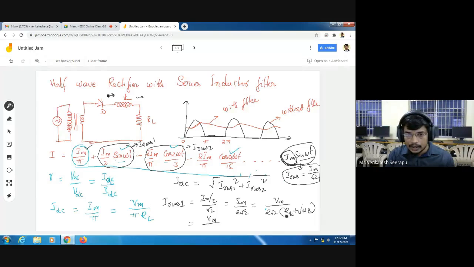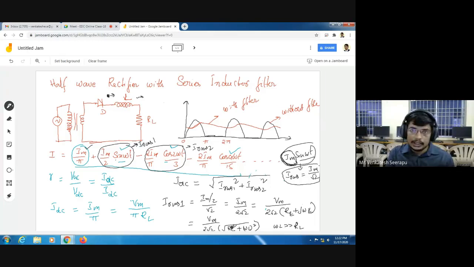The magnitude is root over RL square plus omega L whole square. So Vm by 2 root 2 into root over RL square plus omega L square. Here the omega L value is much greater than RL. So omega L value is much greater than RL. That's why here we will neglect this RL value.